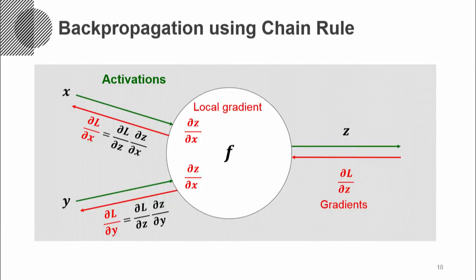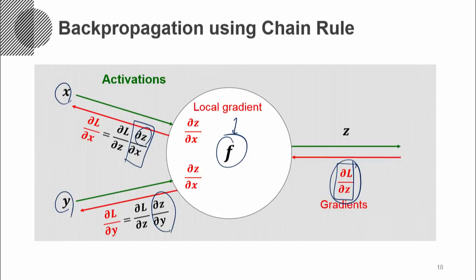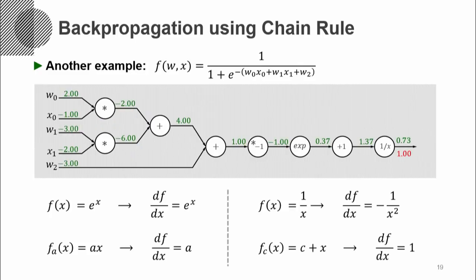As we saw in the previous slide, given a particular node in our computational graph, suppose we obtain the partial derivative or gradient up to this point. Then, when computing the gradient with respect to these two variables, we simply multiply this value with the partial derivative of z with respect to x or y. Let's look at another example.